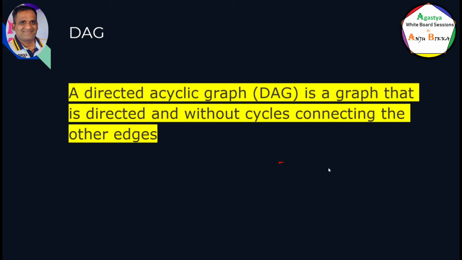What is a DAG? A directed acyclic graph. A DAG is a directed graph. Directed graph means the edges are directed edges, and without cycles. So a directed graph without cycles is called a DAG, a directed acyclic graph.